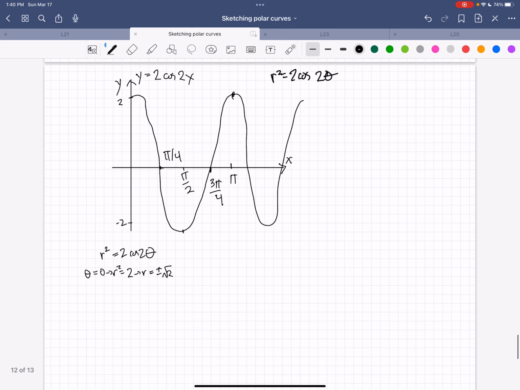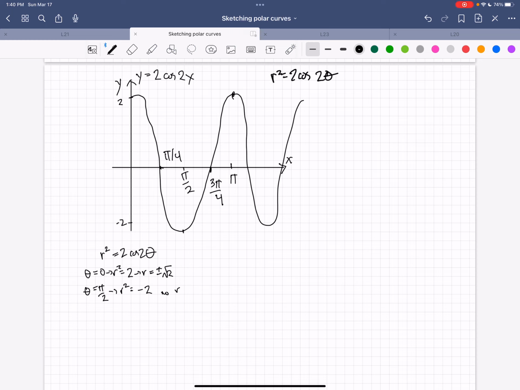Then when theta is equal to pi over 2, r squared is equal to 2 times -1. So we actually don't get anything there. Here we get -2, so there's no r there. And so for all the ones that are below the x-axis, we can just ignore them for sketching. Let's only look at the angles above.